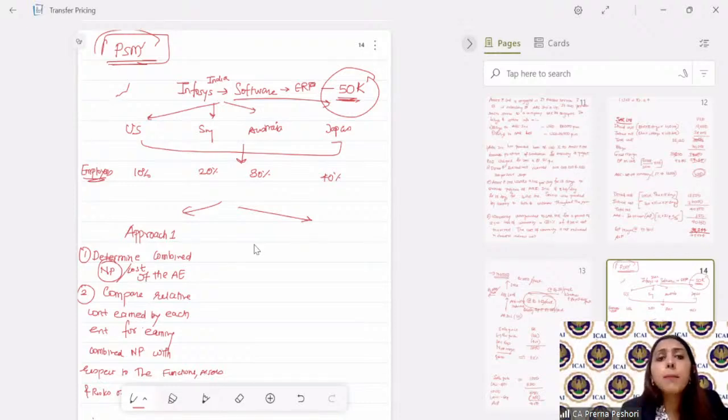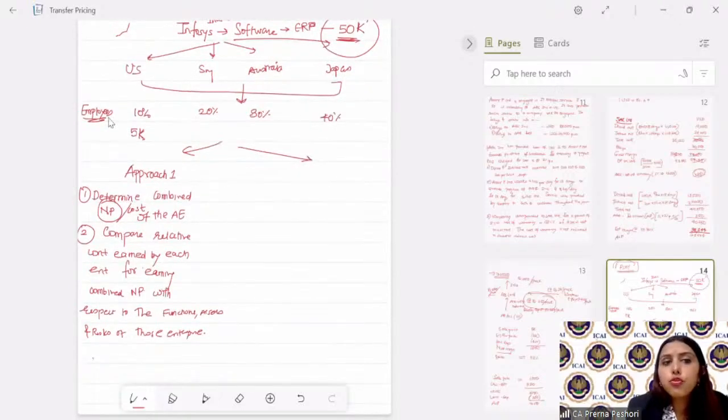What we will do, we will compare 50,000. Say for example, we are comparing for US, which is 5,000, 10%, right? We will compare the relative contribution of each entity, US, Singapore, Japan.